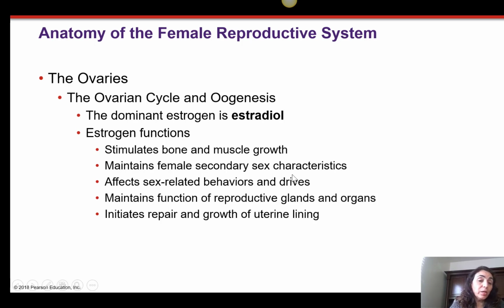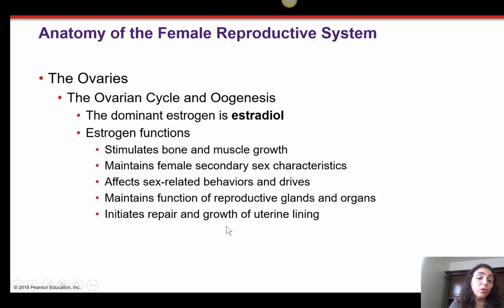It maintains female secondary sex characteristics, like the appearance that develops after puberty, and by that you can differentiate a little girl from an adolescent or mature female, right? It affects sex-related behaviors that are under control of the estrogen. It maintains function of reproductive glands and organs, like, for example, the breast getting bigger, or the uterus getting bigger.